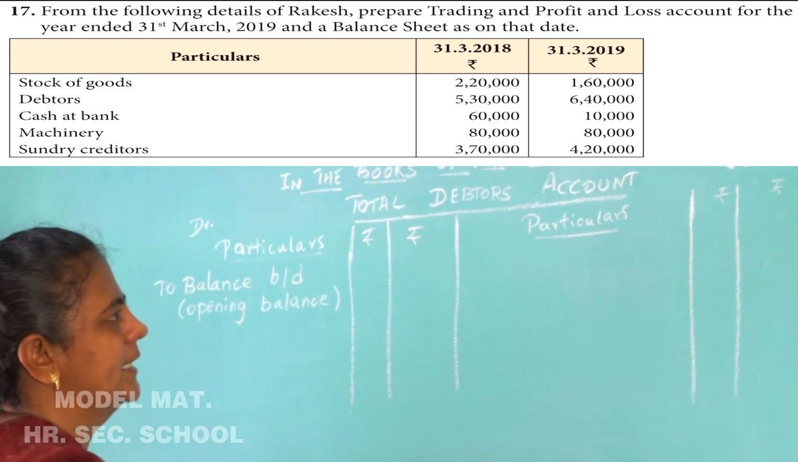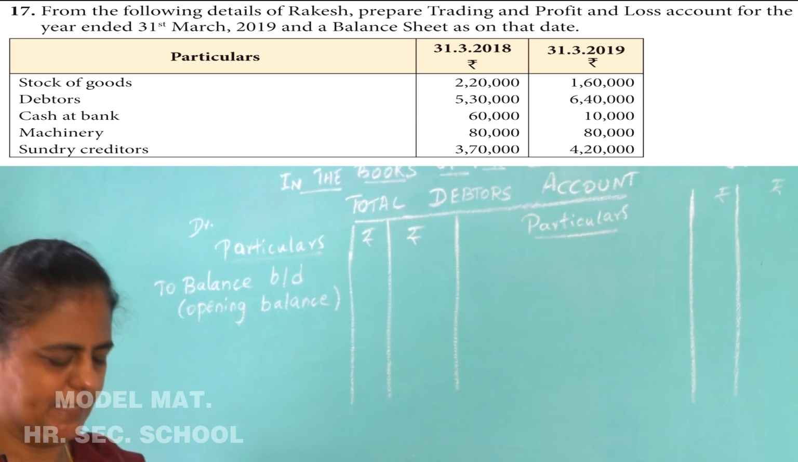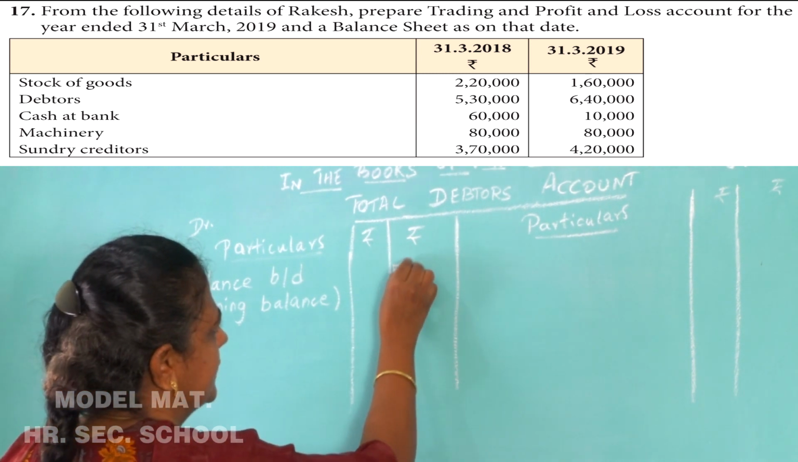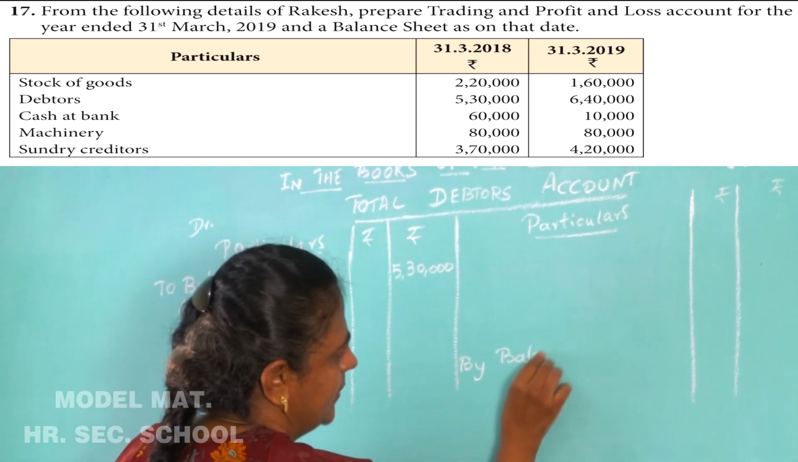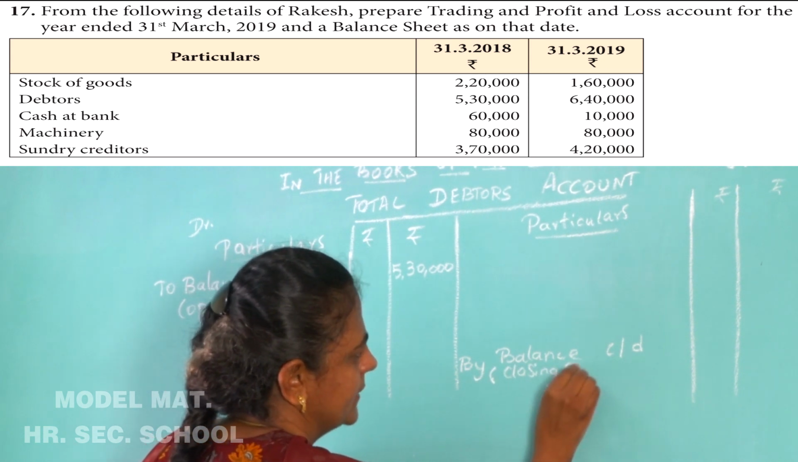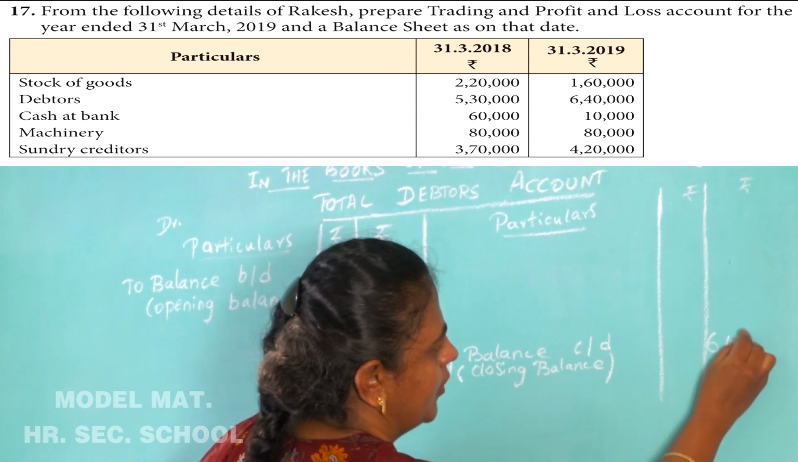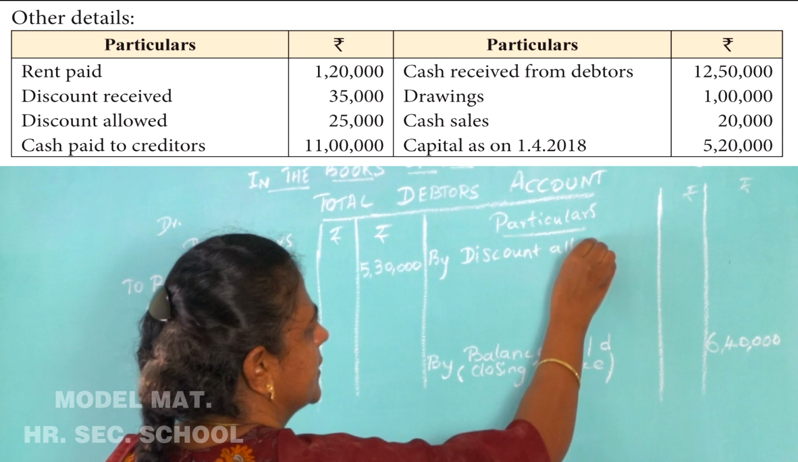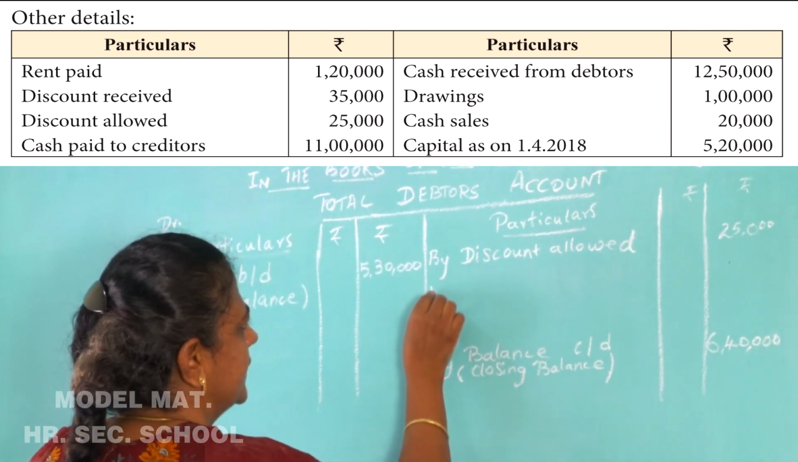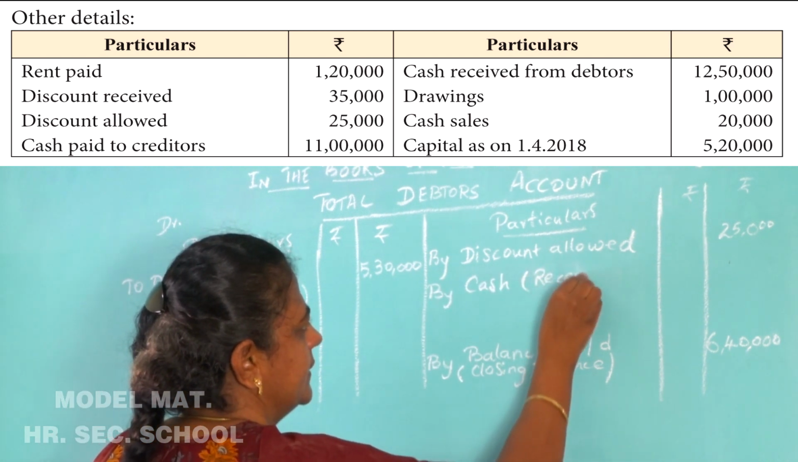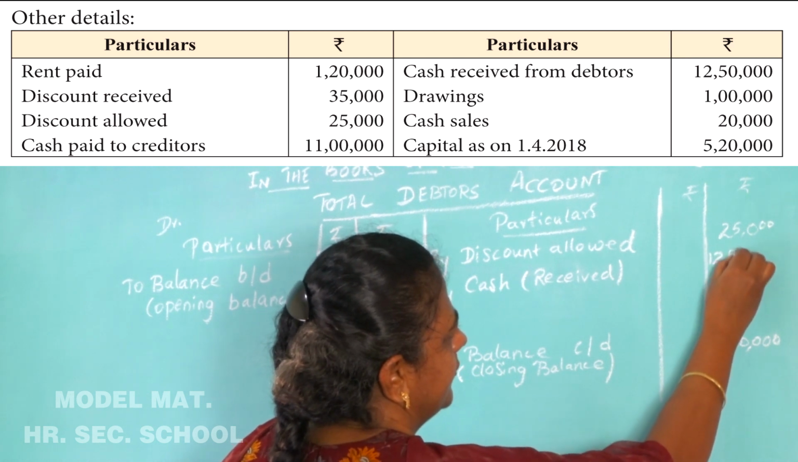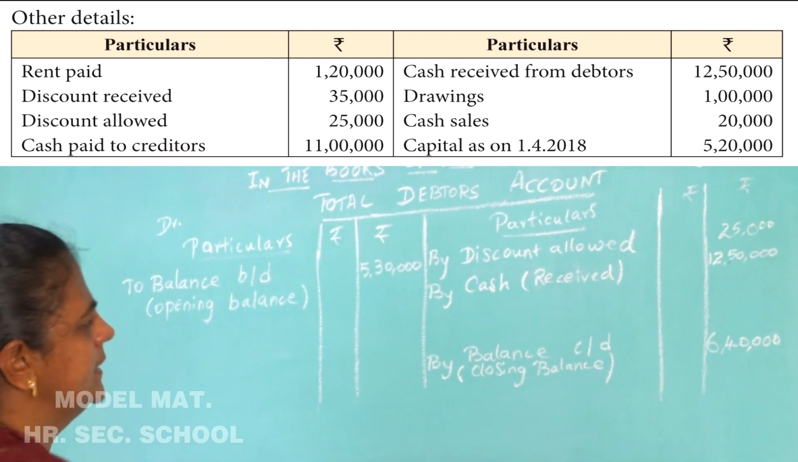How much is the opening balance of debtors? From where will you know the opening balance of debtors? See the question, debtors under 31/3/2018, that is opening debtors, and debtors under 31/3/2019, that is closing debtors. Opening debtors is 5,30,000, that is the first column, and your closing debtors by balance carried down, closing balance. Closing debtors is 6,40,000. Opening debtors on the debit side, closing debtors on the credit side. See the question, discount allowed 25,000, then by cash received from debtors. How much is cash received? That is 12,50,000. That's all. These are the items given.